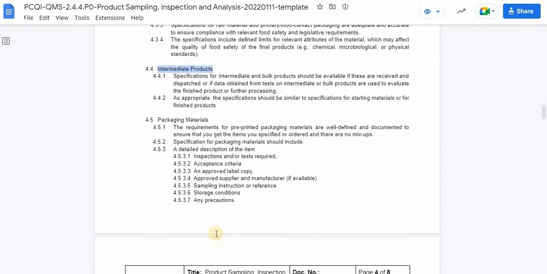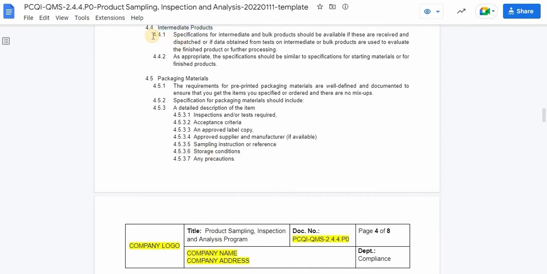Fourth, under procedure is intermediate products. Specifications for intermediate and bulk products should be available if these are received and dispatched or if data obtained from tests on intermediate or bulk products are used to evaluate the finished product or further processing. And as appropriate, the specifications should be similar to specifications for starting materials or for finished products.